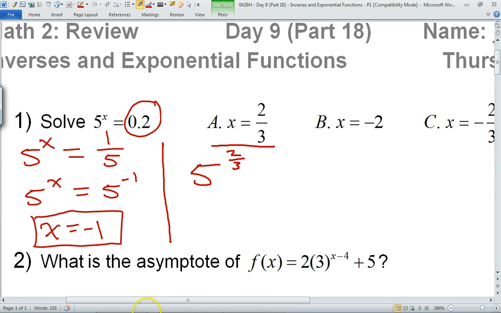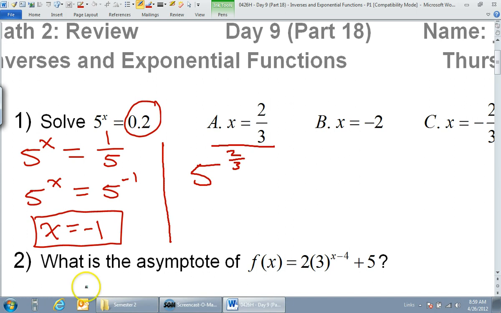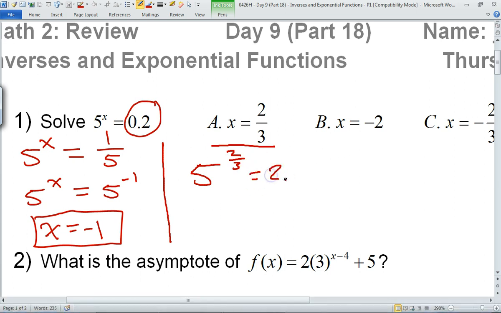Can somebody just type this in your calculator real quick? You get 2.29? Okay, you get 2.9 if you put this in. The answer is 0.2, so you would know that A is not correct. You know what I mean? So you could do that for each one.